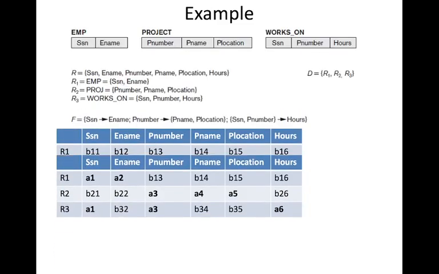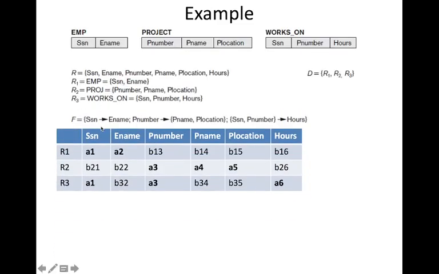So if we take this example, we have to take the first functional dependency, SSN to E name. SSN is the X part, so we have to check the SSN column and see whether we have the same symbol in it. We can see A1 and A1 are the same: the R1 row has A1 and R3 also has A1.